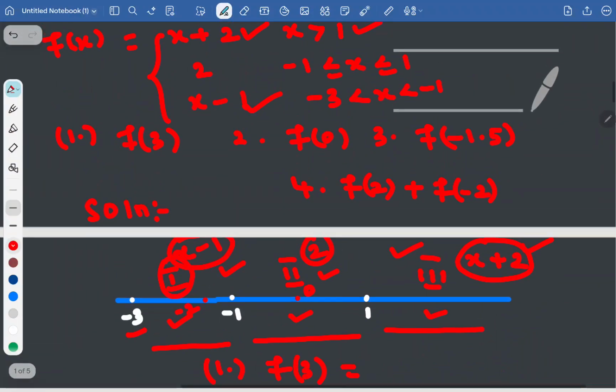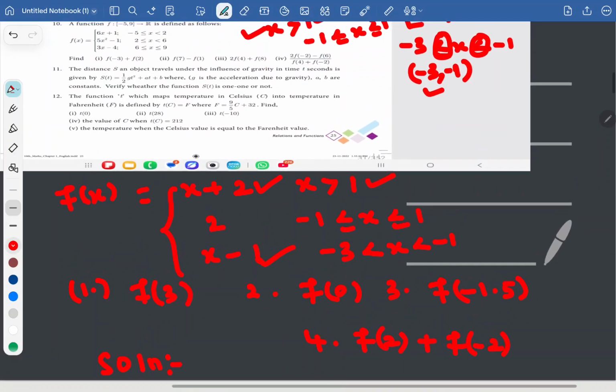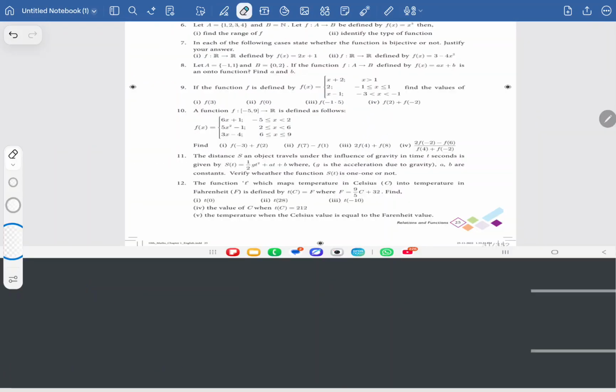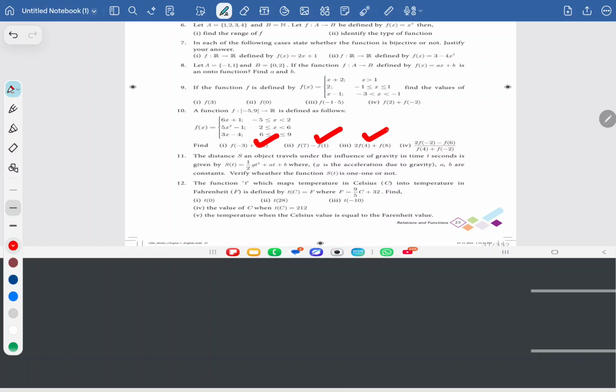Now I am going to discuss the 10th problem in this video. The 10th problem also works the same way. We have to find: first subdivision, f of minus 3 plus f of 2; f of 7 minus f of 1; 2 times f of 4 plus f of 8; 2 times f of minus 2 minus f of 6, divided by f of 4 plus f of minus 2.